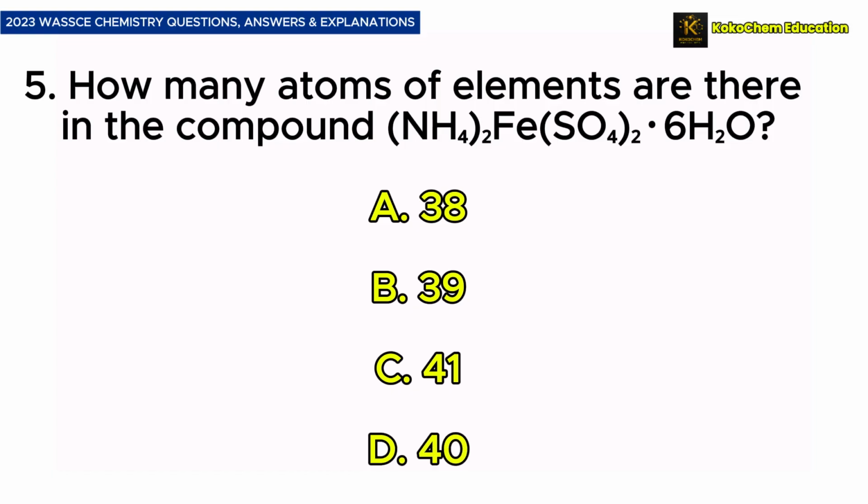Question 5. How many atoms of elements are there in the compound (NH4)2Fe(SO4)2.6H2O? A. 38, B. 39, C. 41, D. 40.